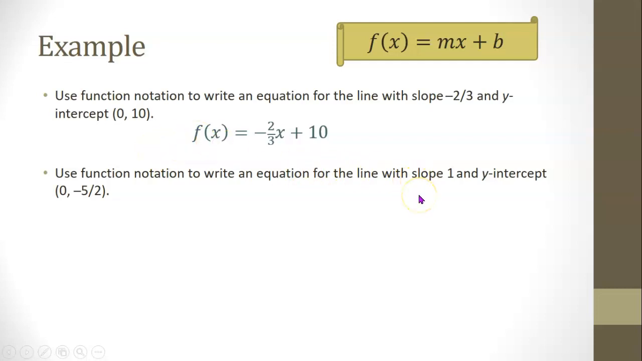Let's try another one like this. Write an equation for the line with slope 1 and y-intercept 0, -5/2. And when it says use function notation, that means instead of writing y equals mx plus b, we're going to write it as f of x equals mx plus b. So if we're putting 1 in for m and negative 5/2 for b, it's f of x equals x minus 5/2. So that would be 1 times x plus the number negative 5/2.